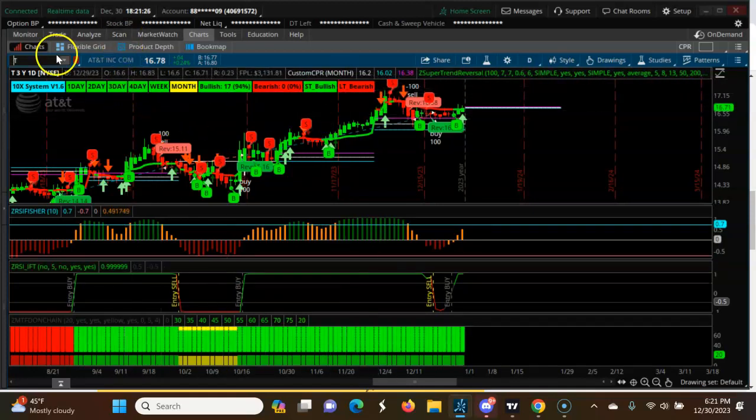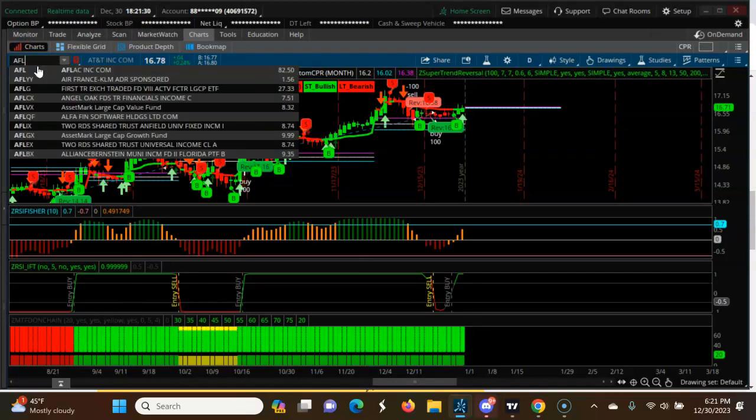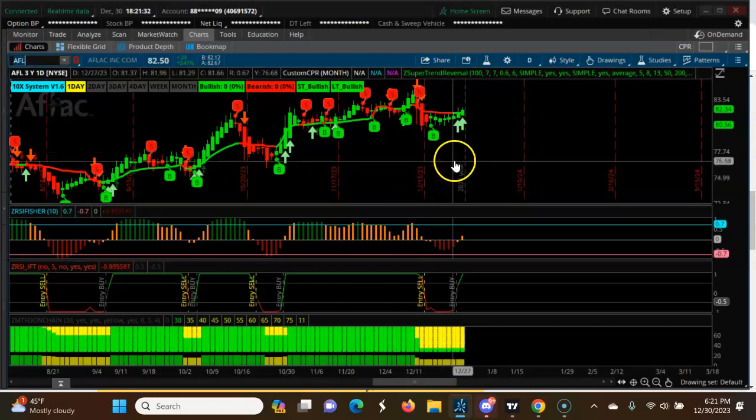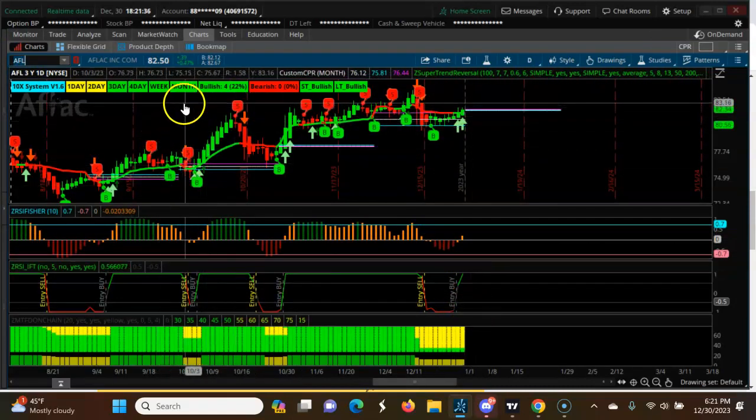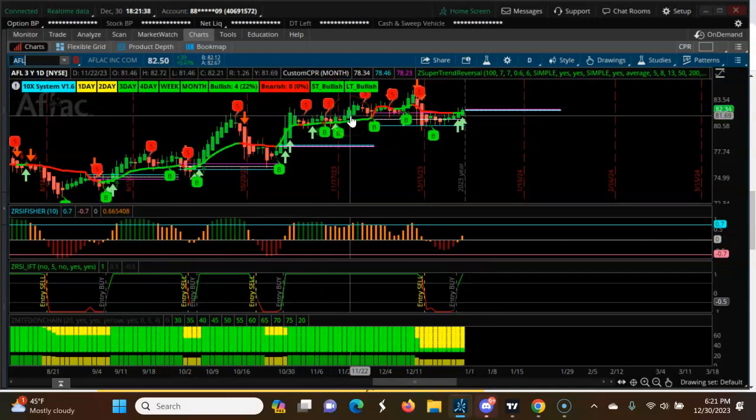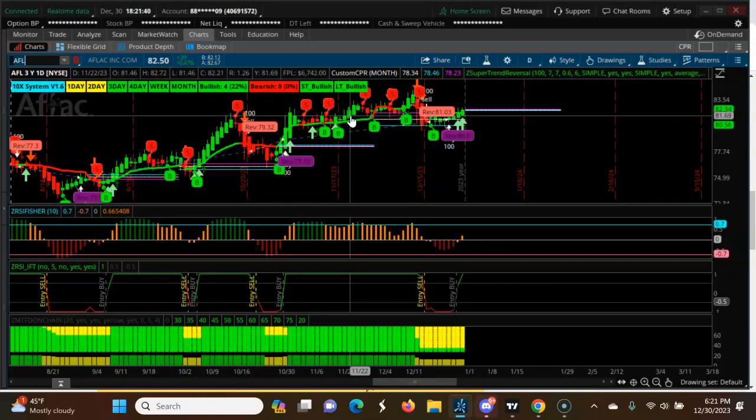Okay, next one is AFL. This has been coming up a lot. So here is a buy signal, all time frames. This is much more better. AFL.